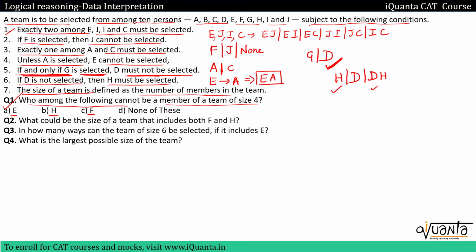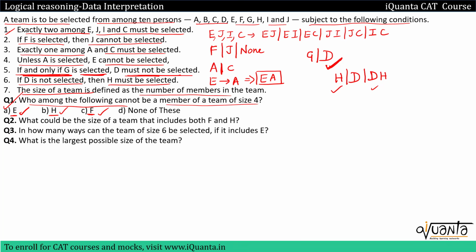So if I form a team having E and it has 4 members, then I will not be selecting this option. If I form a team having 4 members and H is there, then also I can say that this option will be wrong. If I form a team having 4 members and F is present in that team, then I will not be selecting any of these options, okay?